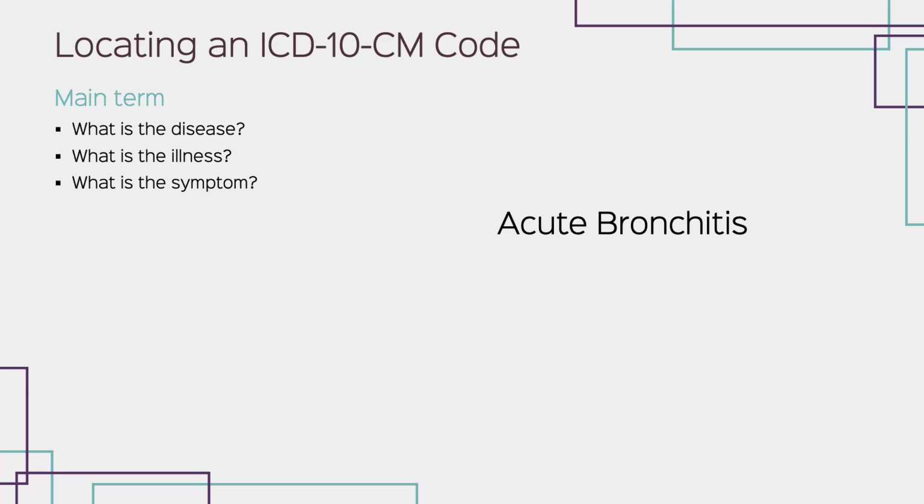So when we talk about our main term, we want to think about what is the disease, the illness, or the symptom of that condition. So in the instance that you have acute bronchitis, then our disease, illness, or symptom in that is going to be bronchitis. And then our acute is going to be that descriptor word, right? So acute is going to tell us the type of bronchitis, and the bronchitis is going to be the actual disease that is present.